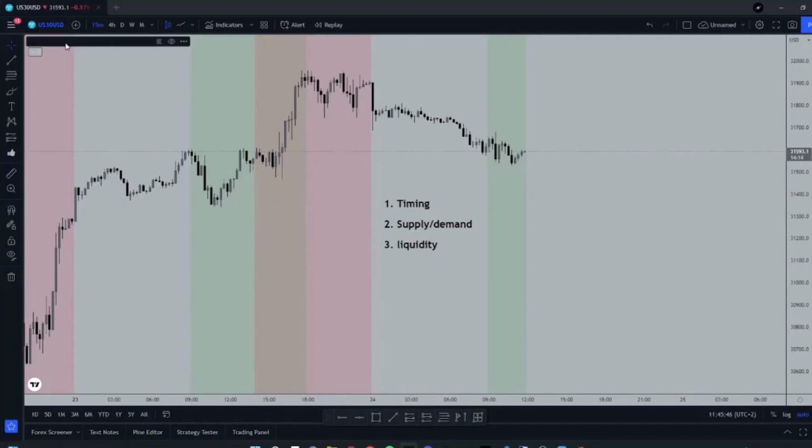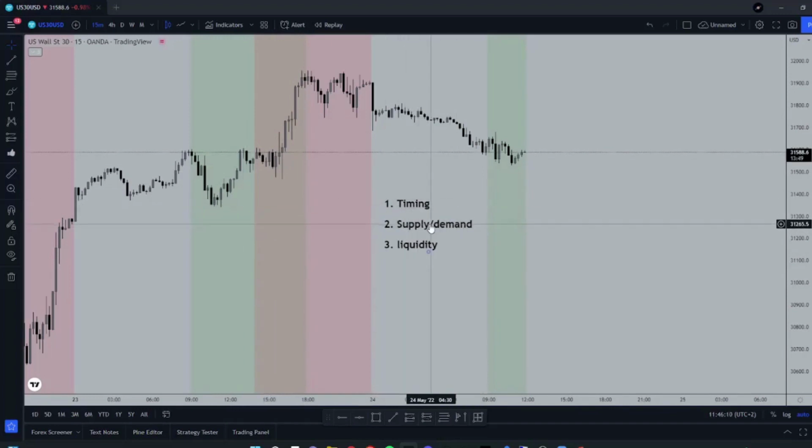All right, but first thing you need to understand is timing. So the US30, obviously the name says itself, is from the US, right? The Dow Jones, so we should focus on New York session. You can even completely ignore London session. The money is going to be made during New York session. All right, so this is about timing.